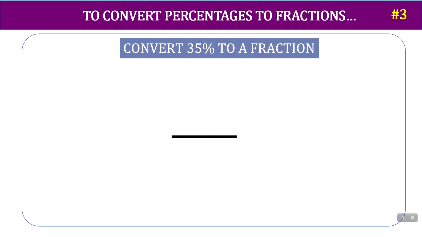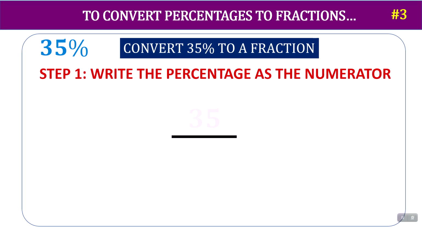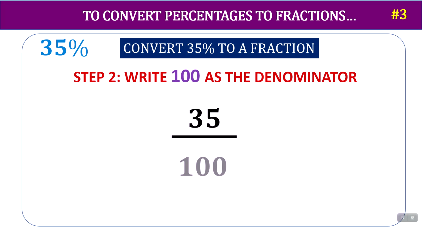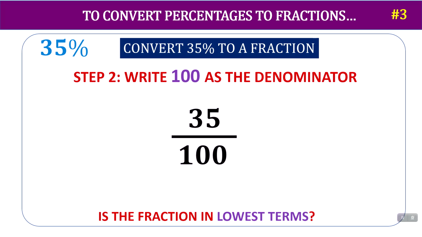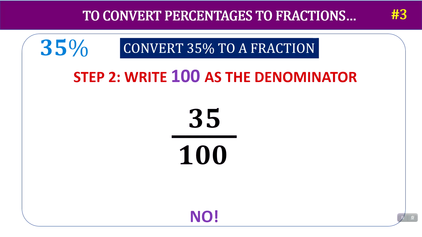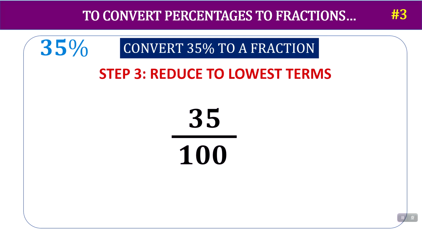Let's look at a third one. Convert 35% to a fraction. Step 1 again, we write 35 as the numerator. We write 100 as the denominator. And then we check to see whether it's in lowest terms. And we see that it's not, because 35 and 100 are in the 5 times table. Anytime a digit ends in 5 or 0, we know that it is in the 5 times table and we can divide by 5. So let us reduce to lowest terms by dividing by 5.